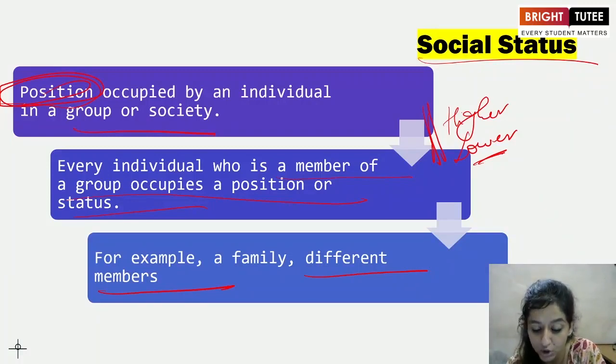But herein, when you have different members, you have certain roles, a certain kind of position that the child holds, that the parents hold, that the grandparents hold, in fact a certain kind of position that your pet or your house help might also hold in the family. So this is how the social status is defined, which is there for each and every member of the group, irrespective of what levels they are placed at.